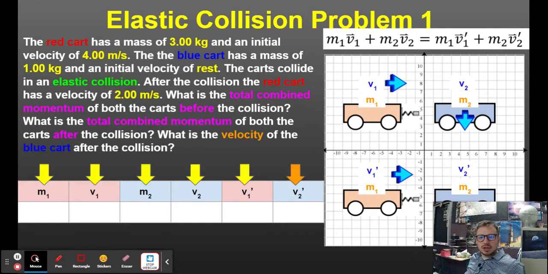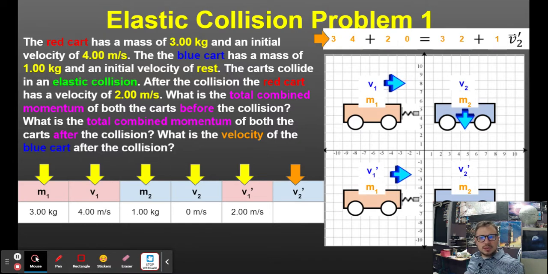But let's just look at that red cart, right? So we know all the variables. We can pull them out of that problem and plug them into our equation. We know that that red cart has a mass of 3 kilograms and is moving at 4 meters per second in that positive direction. So 3 times 4 is going to be 12. Now the blue cart is at rest. It has a mass of 1 kilogram, but it doesn't matter what the mass is. If it's at rest, it has 0 momentum. So the total combined momentum before the collision is going to be 12 plus 0, so 12 kilogram meters per second.